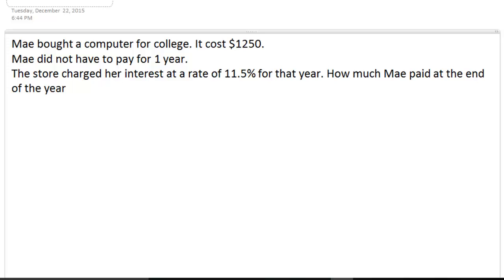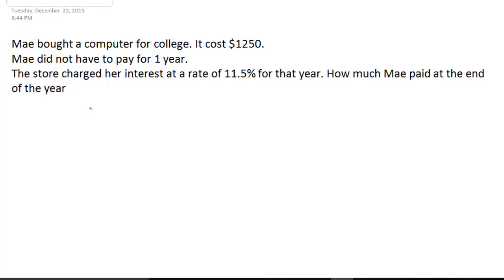So let's calculate first the interest, and after that we will add this interest to what she has to pay, and we can calculate the whole amount or the total amount. Okay, so again, before we write, we have to repeat the formula.